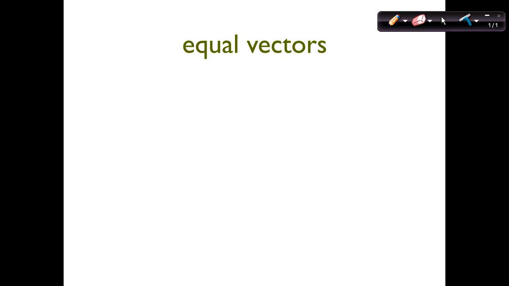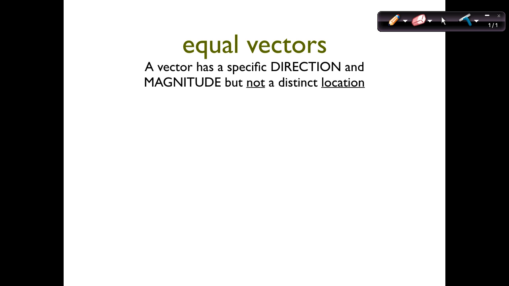Okay, so equal vectors. Vectors have a specific direction and a magnitude, but they don't have a distinct location. So if I come to this board right here and I push with 30 pounds of force against the board, then I walk over here and I push with 30 pounds of force against the board, different force or the same force? Same force, just applied in a different place, so those would be equal vectors. And if I went over to that wall and applied 30 pounds to that wall over there, same force, different force? Why different? Going in a different direction. Right, so if I apply 30 pounds on the green wall, that's a different vector, a different force than 30 pounds on the whiteboard over here, because the directions are different.